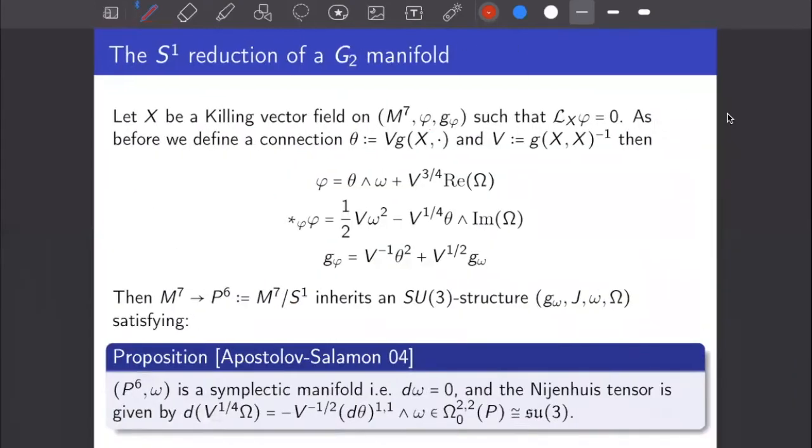Now, in general, this data is not going to be torsion-free, i.e., it's not going to be a Calabi-Yau structure. In fact, what was shown in the work of Apostolov and Salamon was that the quotient space is always a symplectic manifold, so the 2-form is always closed. However, the Nijenhuis tensor of this almost complex structure J doesn't vanish. In fact, it is essentially determined by the (1,1) part of the connection form theta here. So this guy here is a (3,0)-form, and the Nijenhuis tensor is essentially determined by the (2,2) component of the derivative, which is exactly this term here.